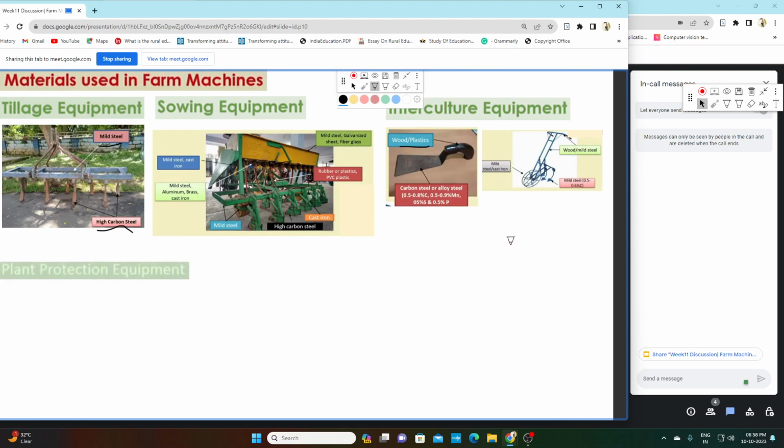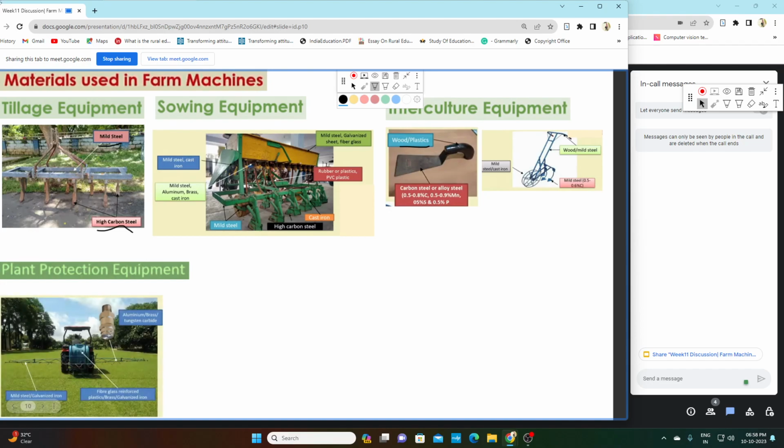Okay, now plant protection equipment. This is the boom of the sprayer, and this boom is made up of mild steel or galvanized iron. The nozzle is made up of aluminum, brass, or tungsten carbide. The tank, in which the liquid is stored, is made up of fiberglass, reinforced plastic, brass, or galvanized iron. Okay, this is about plant protection equipment.